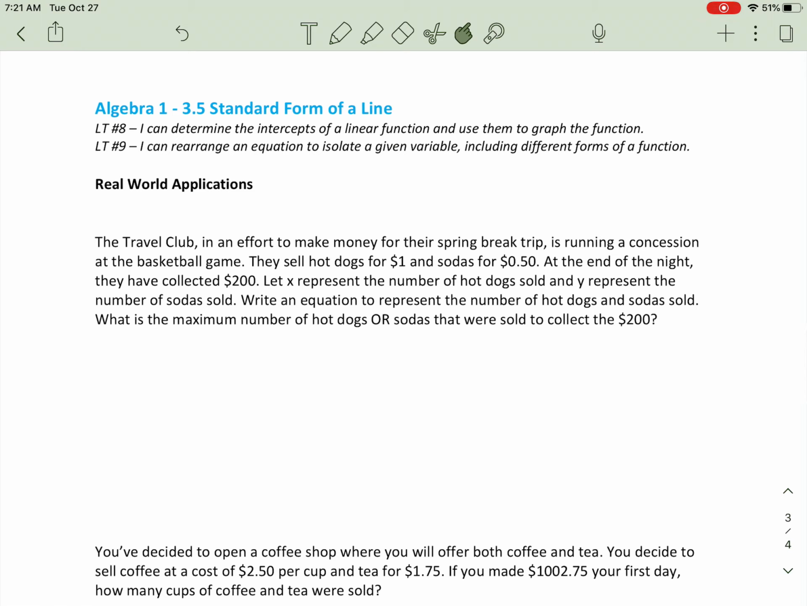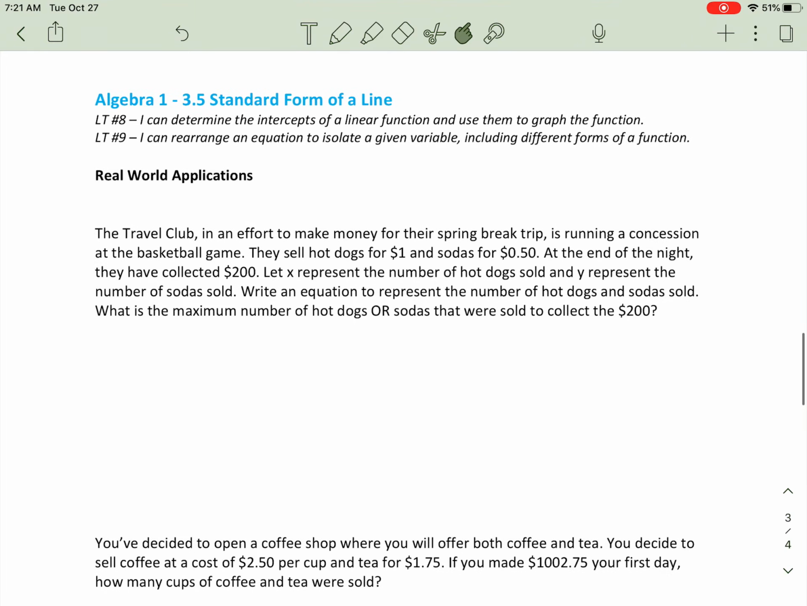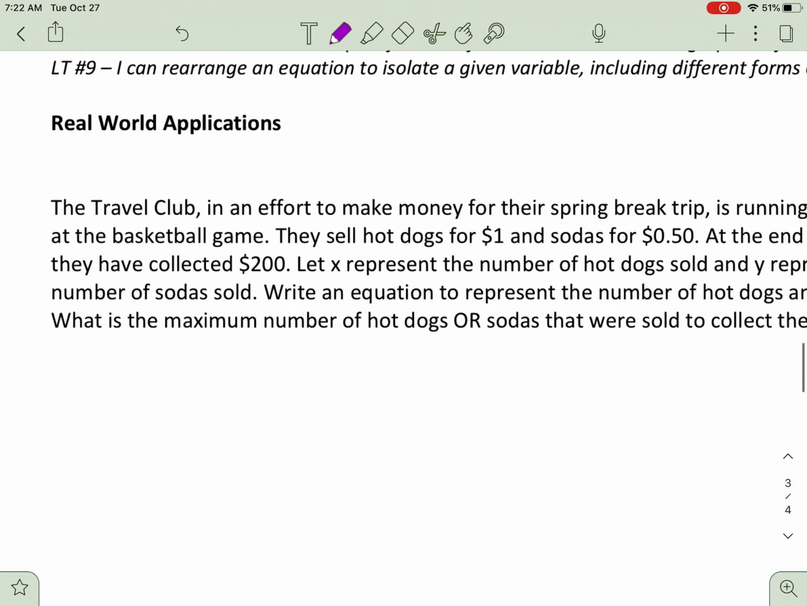Last thing, the travel club, in an effort to make money for their spring break trip, is running a concession at the basketball game. They sell hot dogs for $1 and sodas for 50 cents. At the end of the night, they have collected $200. Let X represent the number of hot dogs sold and Y represent the number of sodas sold. Write an equation to represent the number of hot dogs and sodas sold. What is the maximum number of hot dogs or sodas that were sold to collect $200?